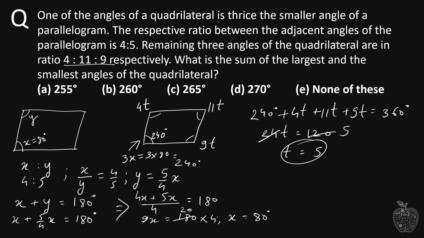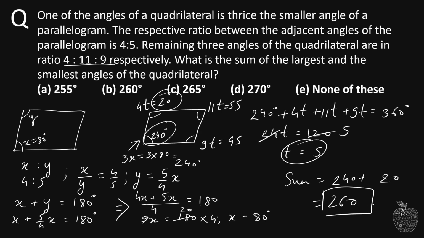And we are asked what is the sum of the largest and the smallest angle of the quadrilateral. So obviously 240 will be the largest angle of the quadrilateral, and the rest of them are 5 4s are 20, this will be 55, and this will be 45. So this is the smallest and this is the largest. So the sum that we'll get here is 240 plus this 20 will be 260 degrees, and this is our required answer. So here option B is the correct one.